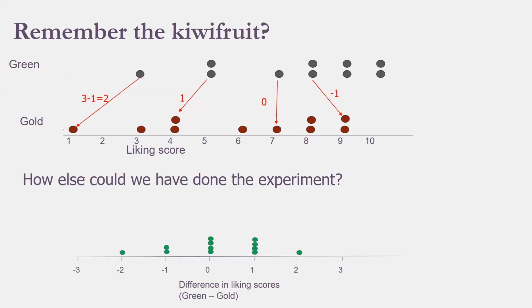So if we did that, instead of 2 separate dot plots, we'd want to keep the connection between the pairs together, and we'd get a dot plot of the differences.